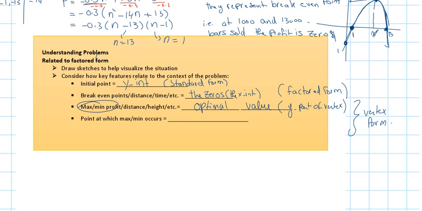And then the question is going to ask you the point at which the maximum or minimum occurs. So what value am I looking at? So when does the maximum or minimum occur? I'm looking for the axis of symmetry, which is the x value of the vertex.